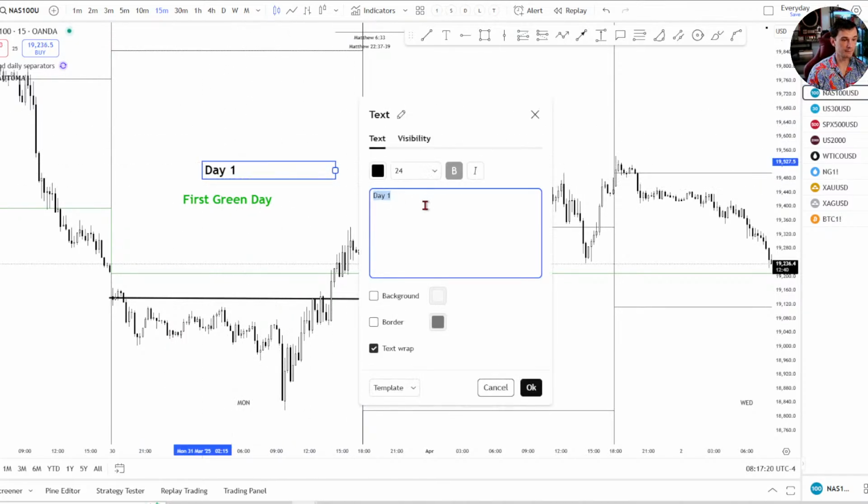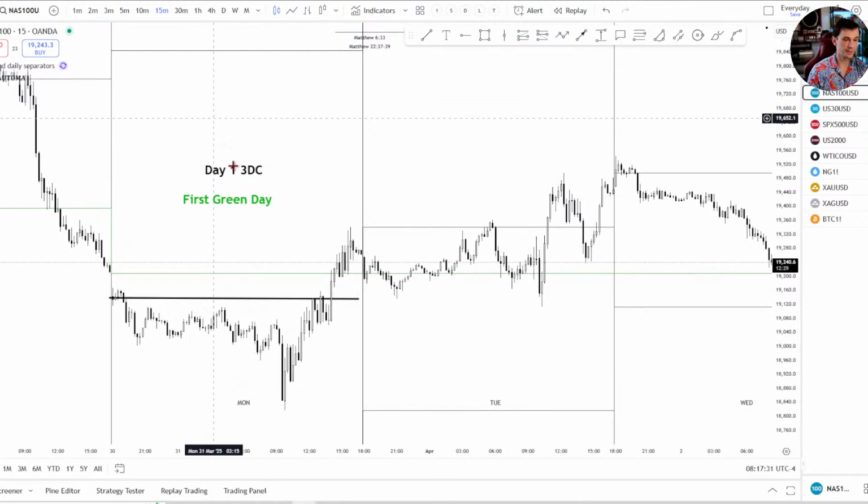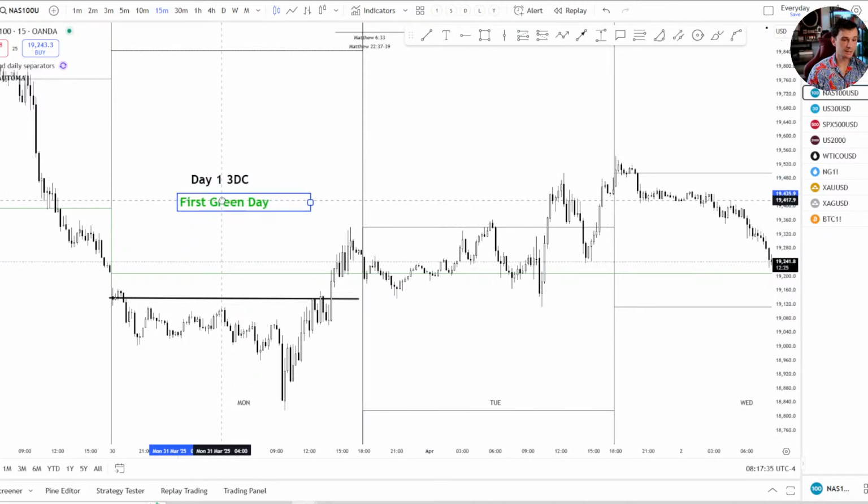This is day 1 of the 3-day cycle. It's not day 1 of breakouts. It's not day 1 of this or day 1 of that. It's the 3-day cycle specifically. All right, and I always annotate that with 3DC. Okay, so I've got a first green day and day 1 of the 3-day cycle.